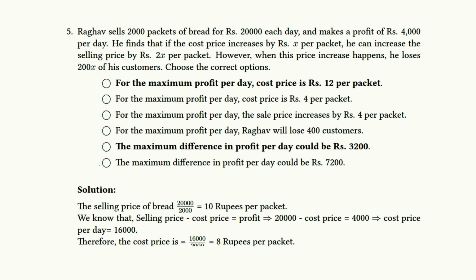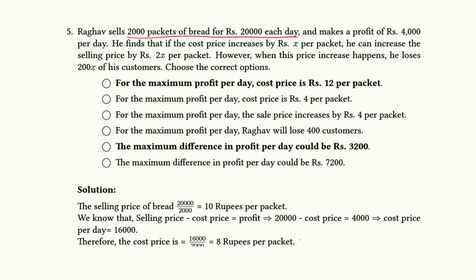Now the last MCQ. Raghav sells 2000 packets of bread for rupees 20,000 each day and makes a profit of rupees 4,000 per day. He finds that if the cost price increases by rupees x per packet, he can increase the selling price by rupees 2x per packet. However, when this price increase happens, he loses 200x of his customers.